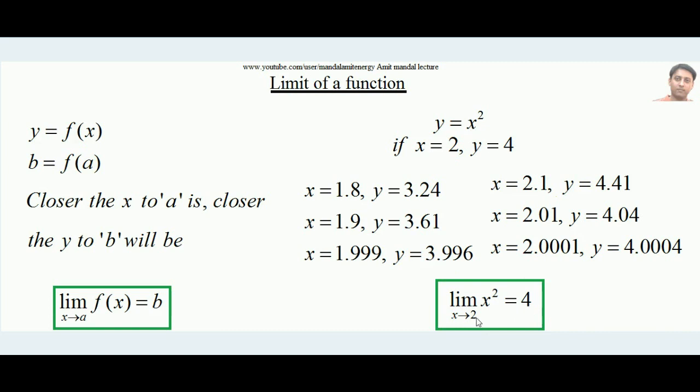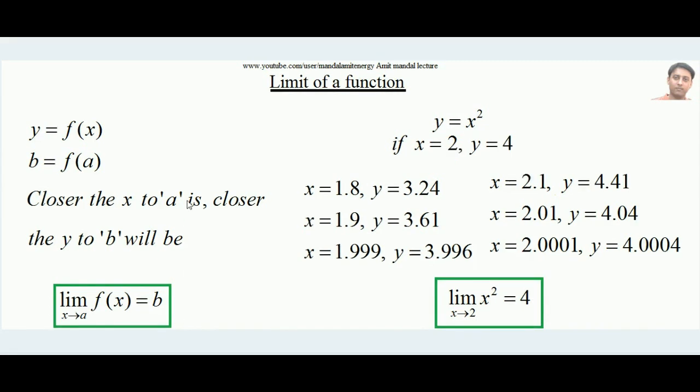Okay, limit x tends to 2, x square equals 4. So in general we can say that if there is a function y equals f(x), and when x becomes a then y becomes b, then limit x tends to a f(x) equals b means the closer x is going toward a, the closer the answer is going toward b. That's it. With this example I have told you the entire thing.